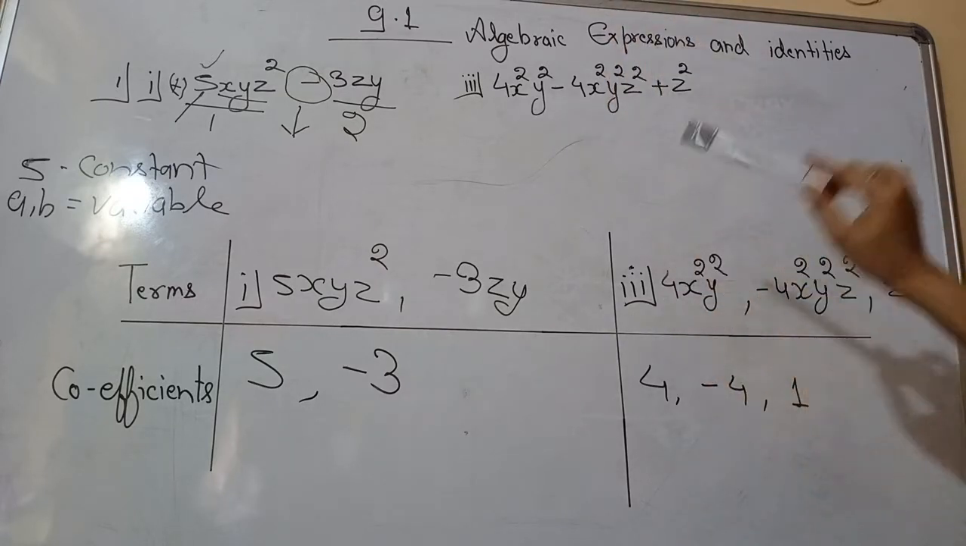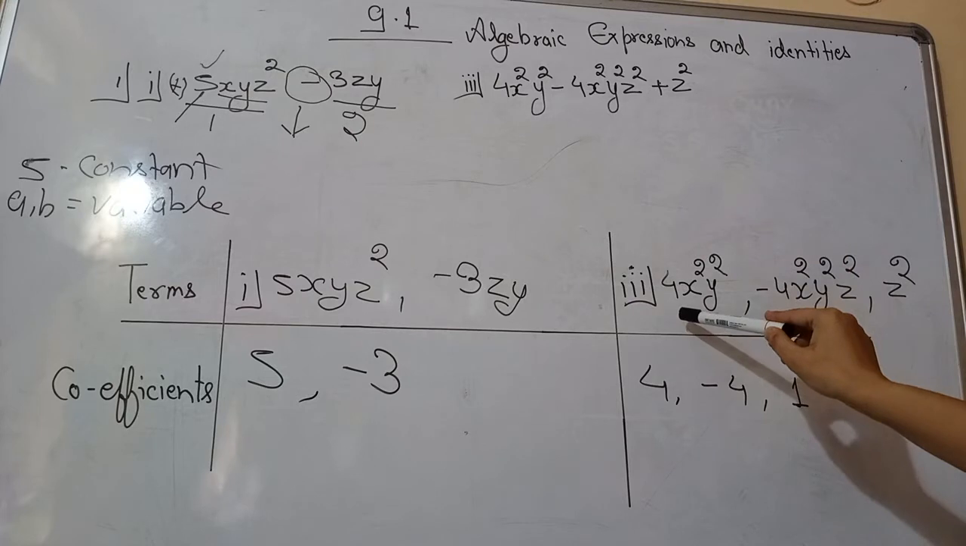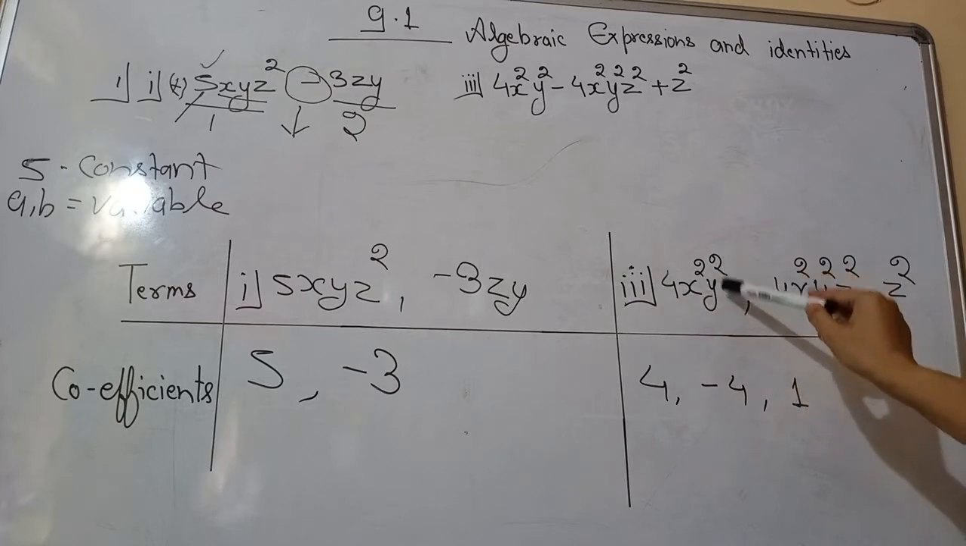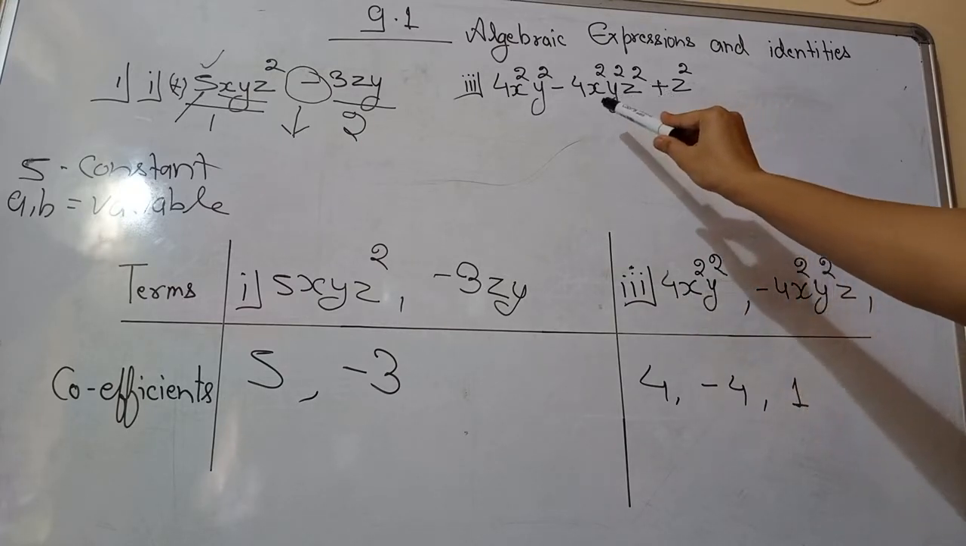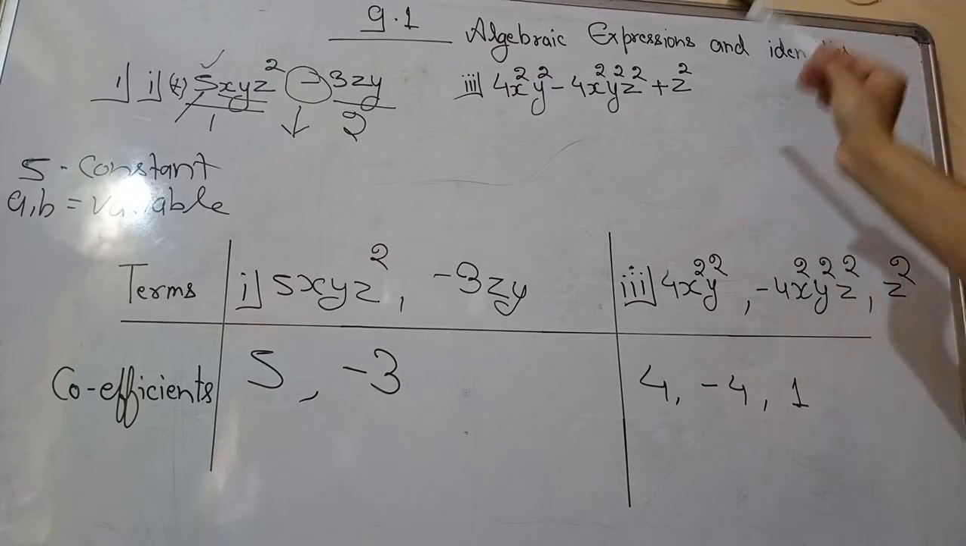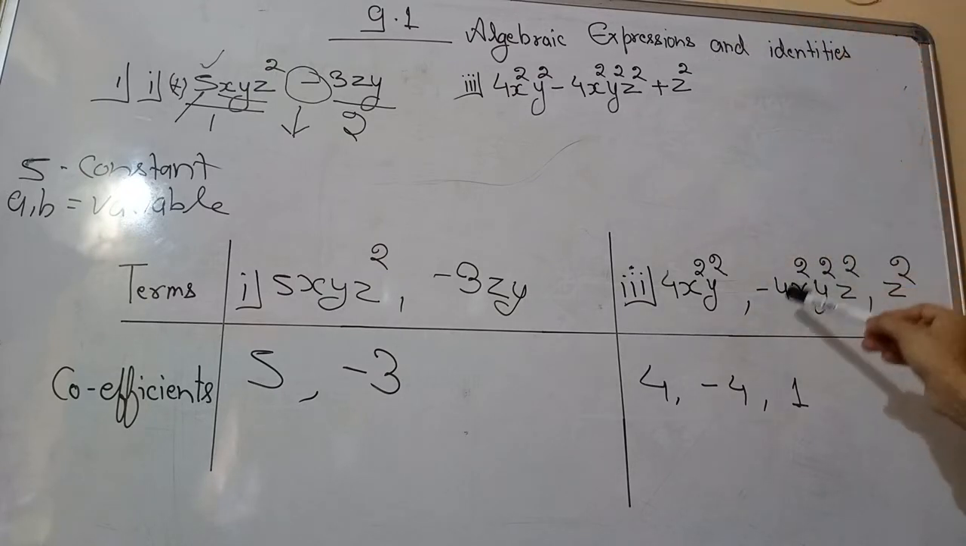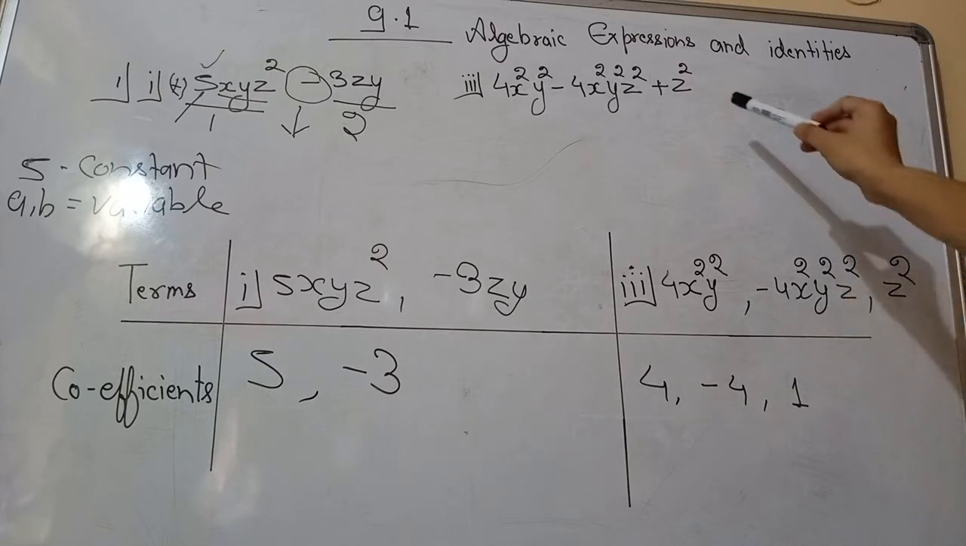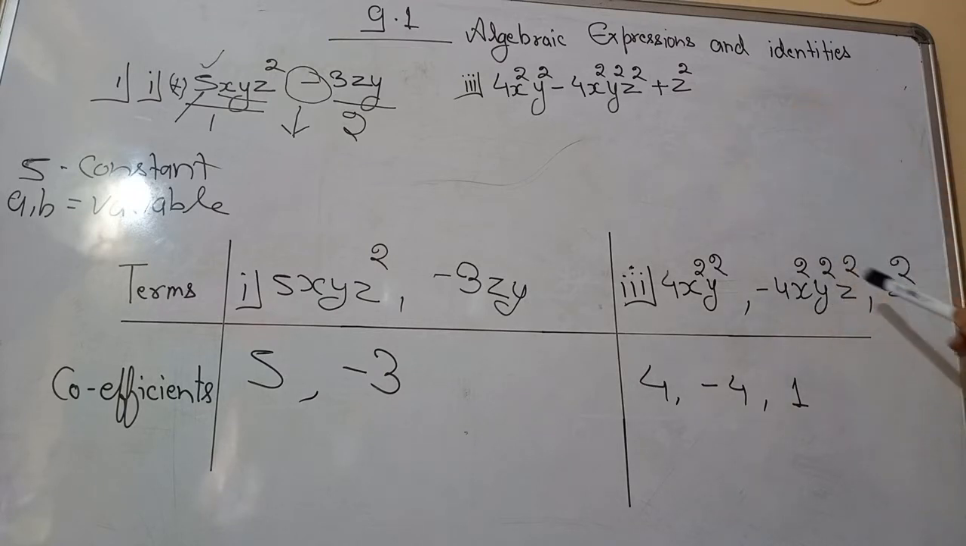So how many terms are we having? The first term is 4x square y square. But the second part has a negative sign, so we have to write the sign also if it is negative. So the second term is minus 4x square y square z square. And the third term, remaining, is z square. It means in option number 3 we are having 3 terms, first, second and third.